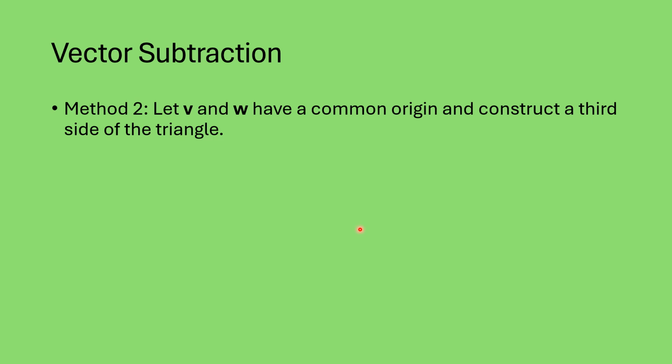The second method: let v and w have a common origin and construct a third side of the triangle. Okay, so there's v and w, they have a common origin right there. Now if we subtract them, this is just going to be the difference, v minus w. So that method is simple too.